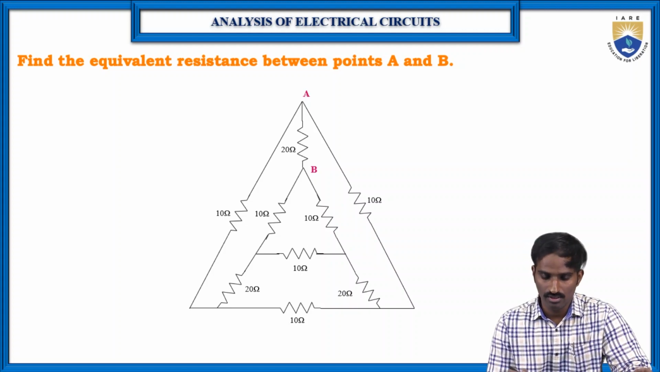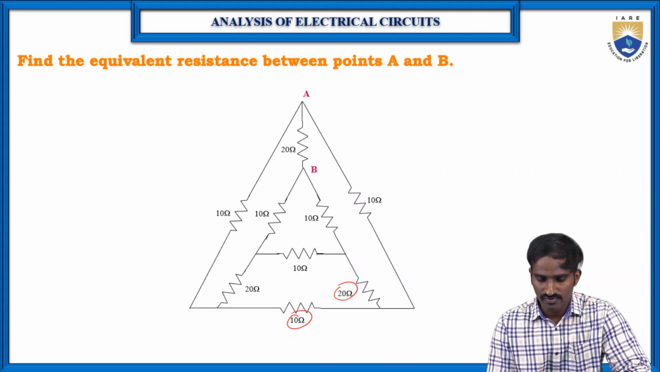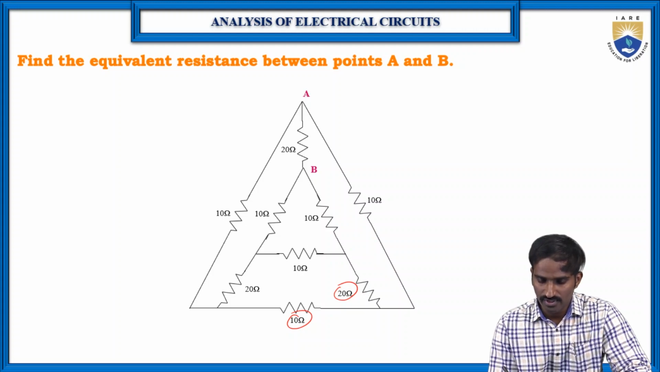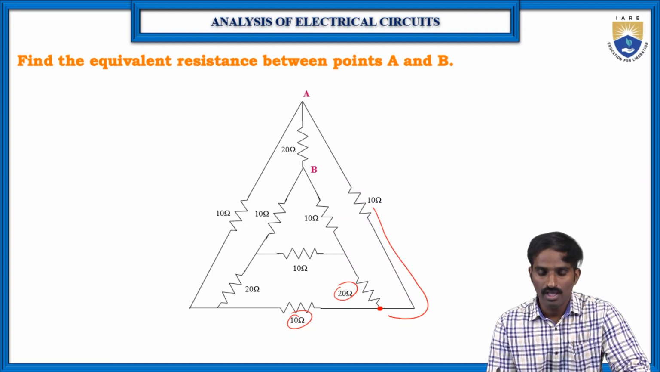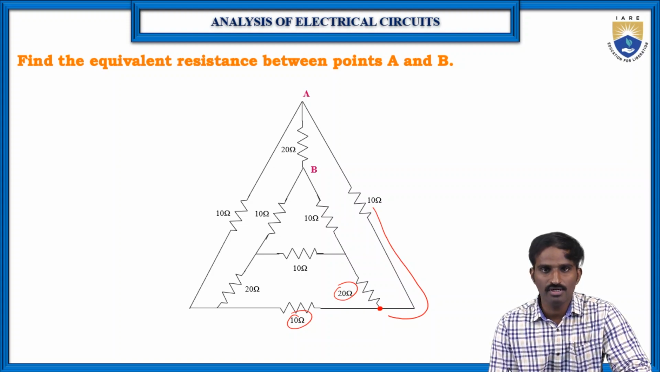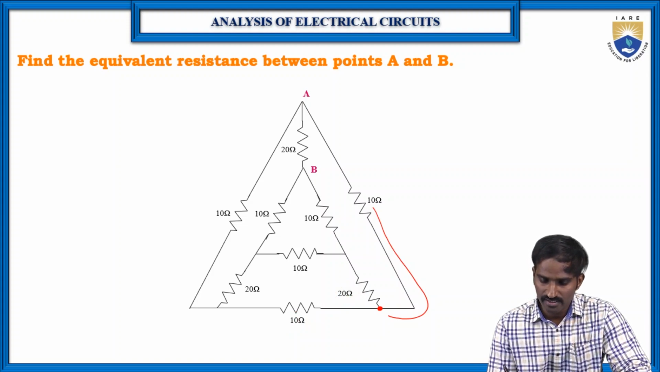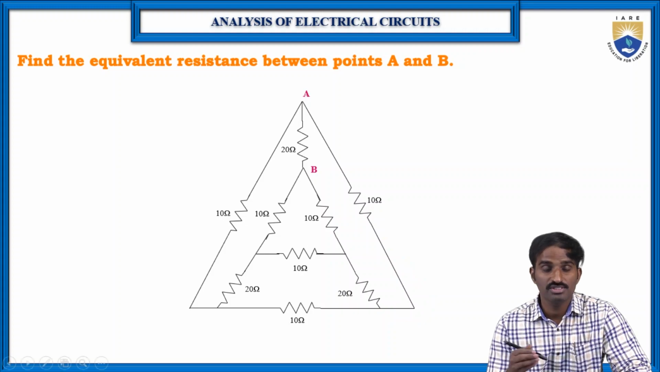Now we will check. Let us consider these 10 ohms and 20 ohms. Are these 10 and 20 connected in series or parallel? First check with series. Of course these 10 and 20 have one common node, but this common node is shared with this 10 ohms resistor, so these two are not in series. And for parallel, because it has only one common node, these two are not even parallel. So we cannot define these 10 ohms and 20 ohms as series or parallel.